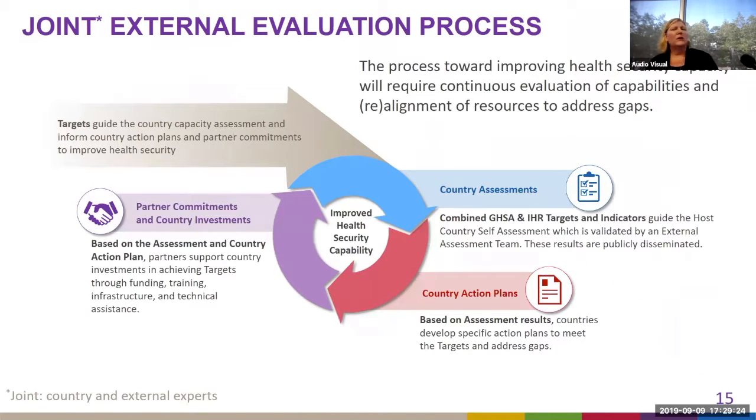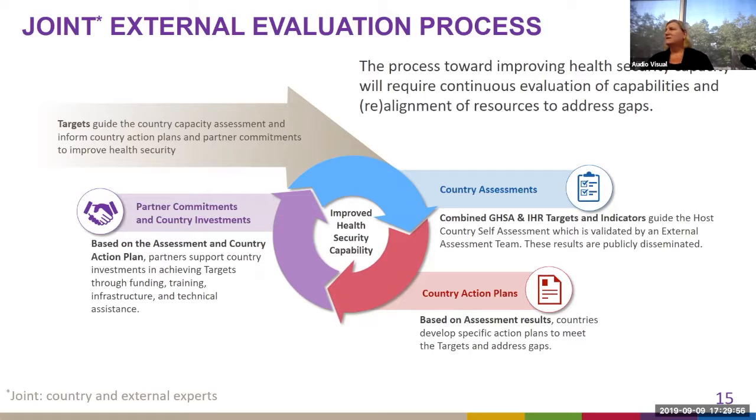So the process for the joint external evaluation is that you conduct one. You come together, identify your gaps, and then you sit down to figure out what the priorities are for the country. What does the country want to do? And what's developed is a national action plan for health security. This is the most important part, because without this plan, nothing will move forward. Yes, we have an assessment. There have been many assessments, but it's really about how we put this into action.